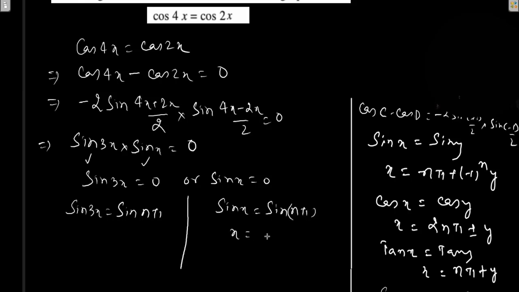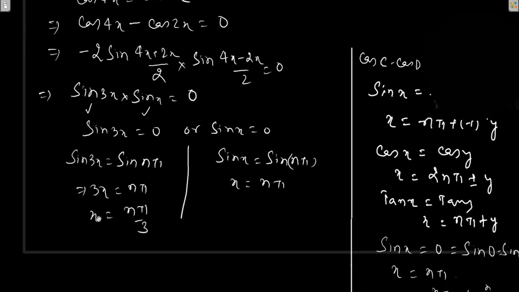and x equals n pi here, and in this case 3x equals n pi, so x equals n pi by 3. So what has happened here is I have got two solutions of x. One is n pi by 3 or second is n pi. So we'll have to write it like this. So x equals what? x equals n pi by 3 or n pi.